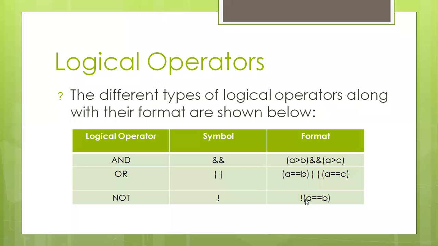Now, not A equal B. Suppose A is 5, B is also 5. Then in this case, A equal B means 5 equal 5, so it's going to show you true. But this not operator will reverse the result, so it will return you false.